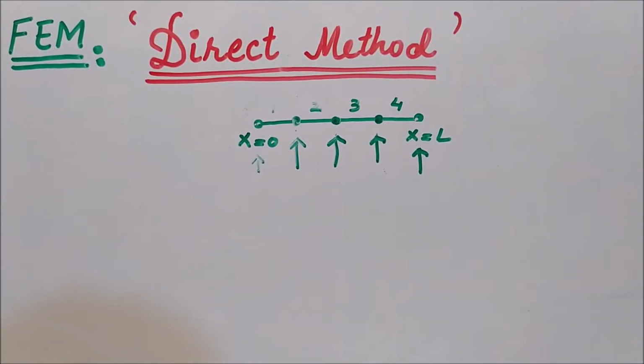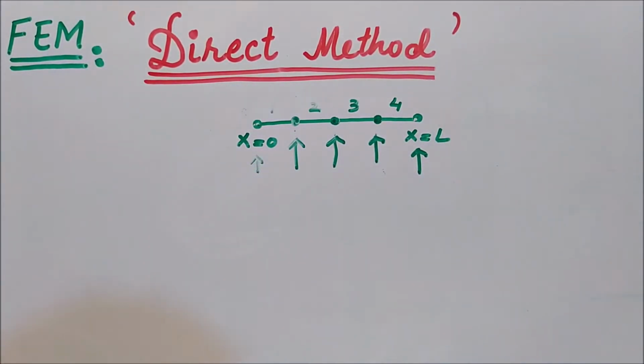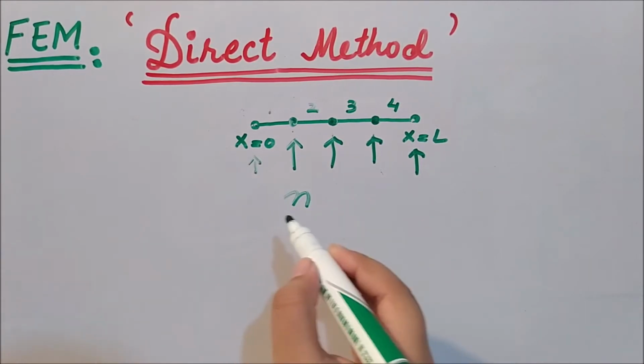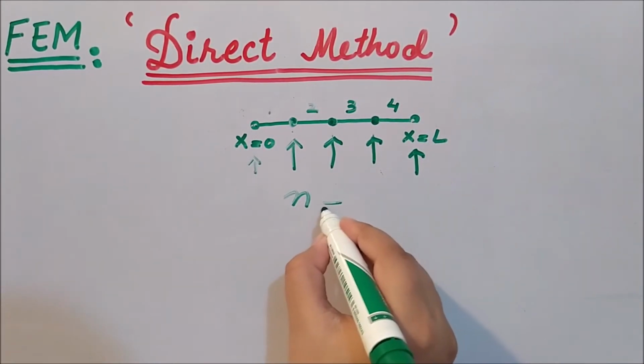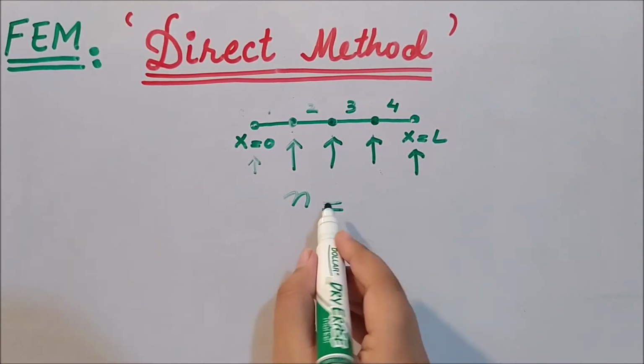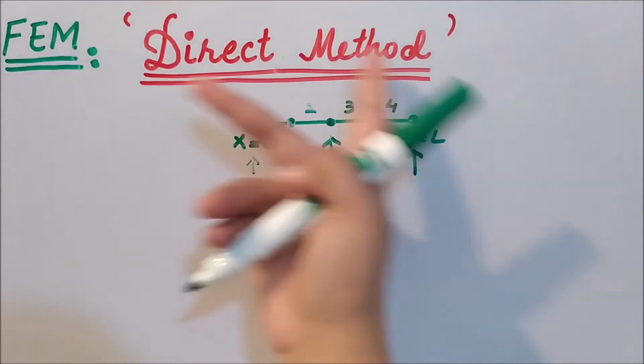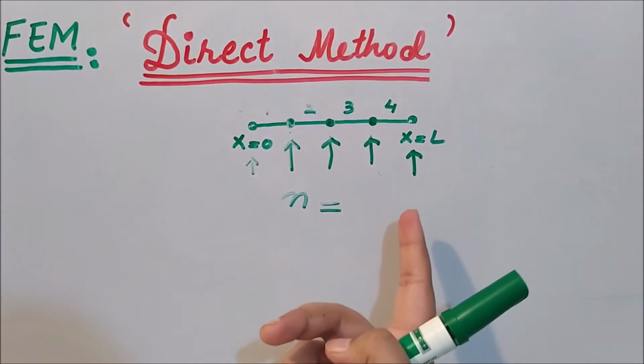So what is a node? We can precisely define the node as points that usually lie on the boundary of an element, where adjacent elements are considered to be connected. We usually represent the number of nodes in an element with small n. Now the point is, if we're talking about the whole structure, how many nodes are there?